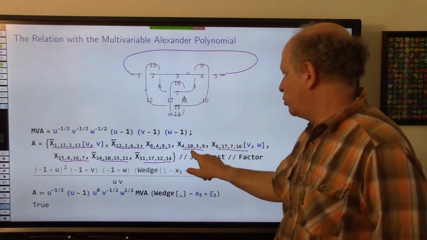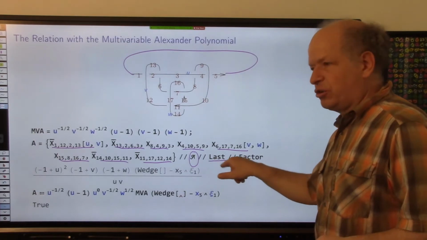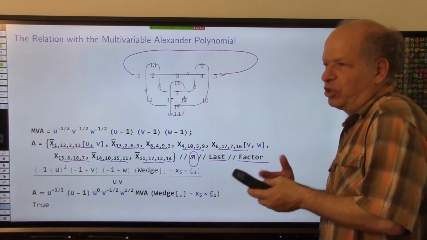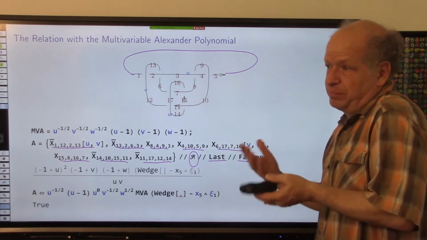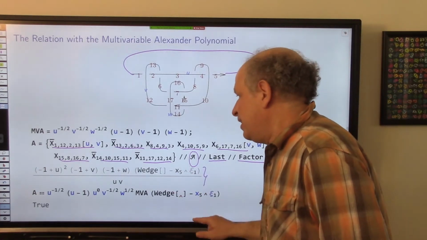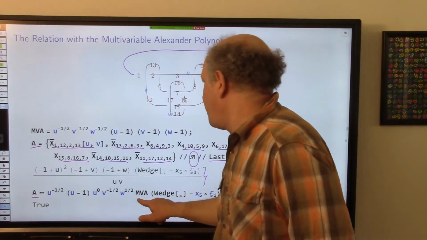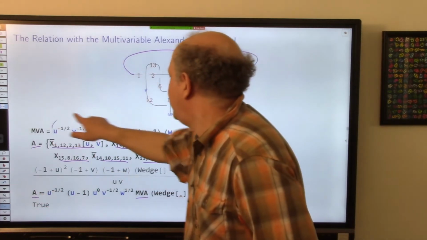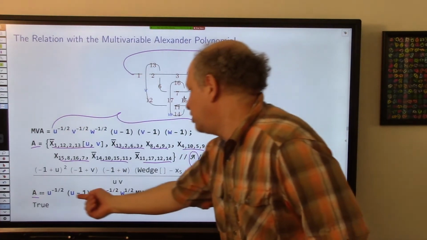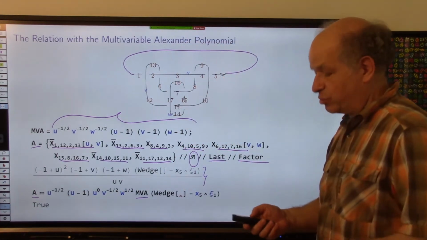I tell the computer to compute the A invariant. Look only at the payload, only the last bit, and factor the result so that it would not look like a big mess; it comes out nicer when you factor it. You get this answer, which I call A, which compares with the MVA. The MVA I took from a table, it's equal to this, and I enter the formula and the computer says that it's true.